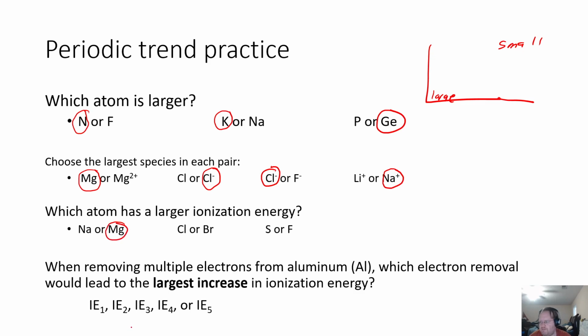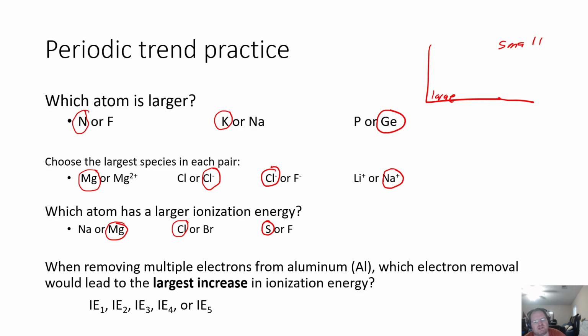If we compare chlorine and bromine, chlorine is on top of bromine, so the atom that is further up is going to have a higher ionization energy. It's harder to remove its electrons compared to bromine. Bromine's electrons are further away. Similarly, if I compare sulfur and fluorine, fluorine's electrons are closer to the nucleus and they're held more tightly, so fluorine is going to be the one that is harder to remove.